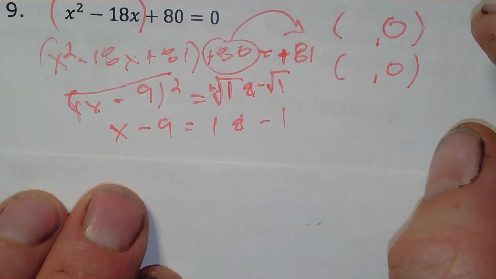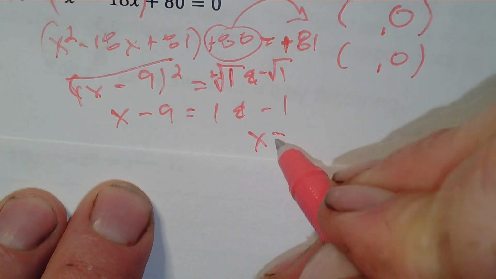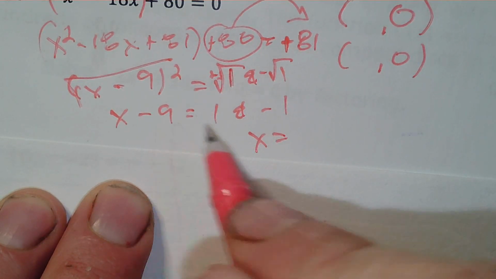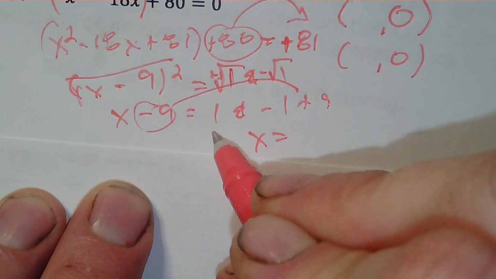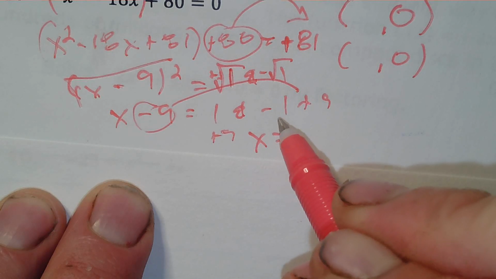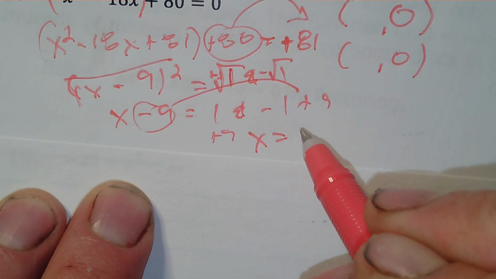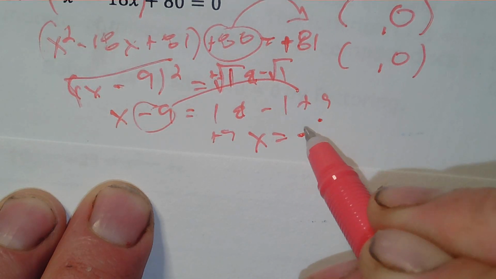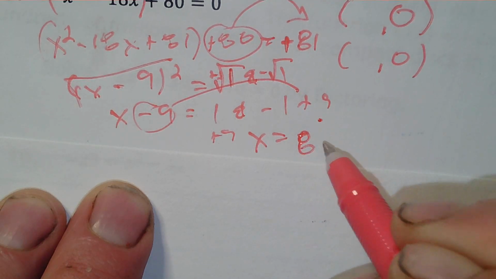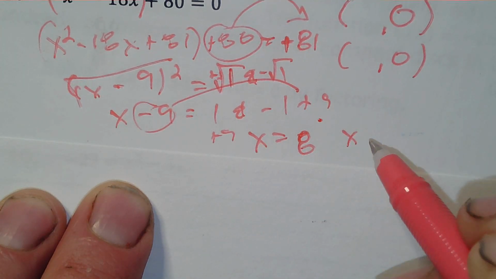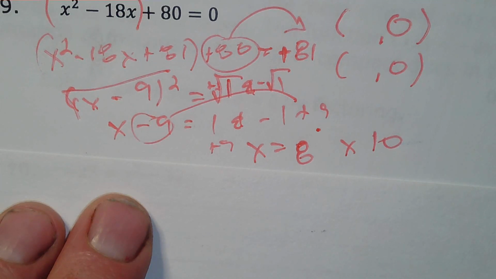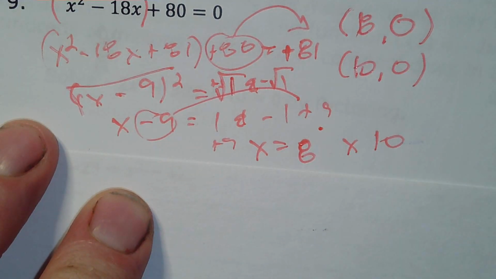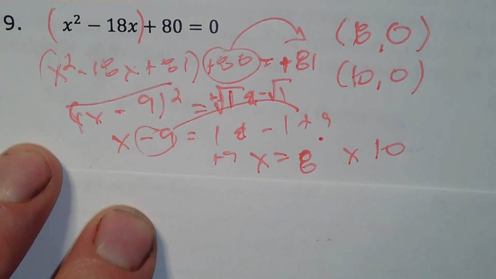So this is going to be x equals 9 minus 1, or 9 plus 1. So x equals 9 minus 1, which is 8, or x equals 9 plus 1, which is 10. So those are my two values of these coordinate points. That should be enough for this one. It's pretty straightforward, as long as you know how to complete the square.